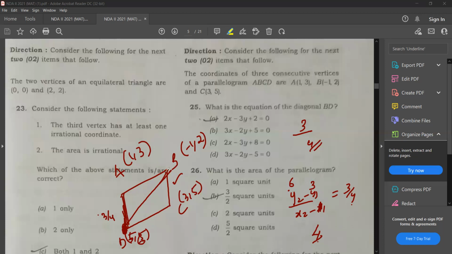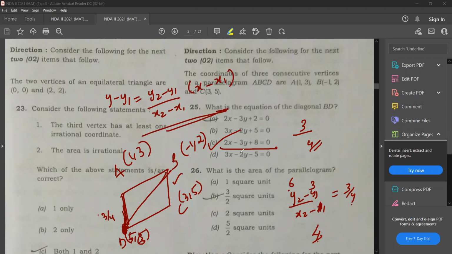Then what you need is the equation of diagonal BD. So you can apply the 2-point form. You will be getting the answer as option C. I am just giving the 2-point form, substitute and see. What is the 2-point form? y minus y1 is equal to y2 minus y1 by x2 minus x1 into x minus x1. So that is the 2-point form. Substitute and see. You'll be getting the answer as option C.